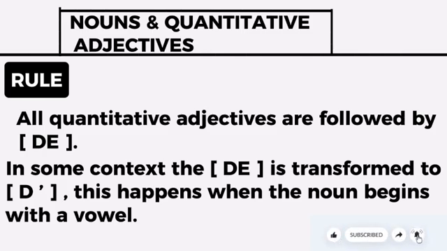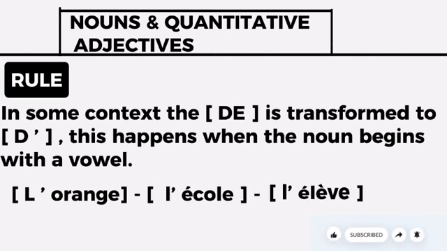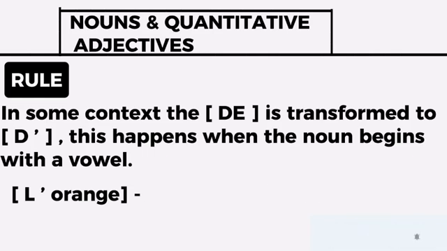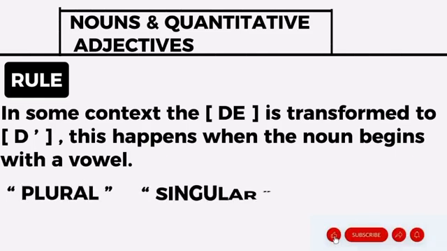This happens when the noun following the "de" begins with a vowel like l'orange, l'école, l'élève. When this happens, the D is changed to the apostrophe. But most people tend to misuse this rule when the noun is plural. But according to the rule, the D is constant whether the noun is plural or singular.